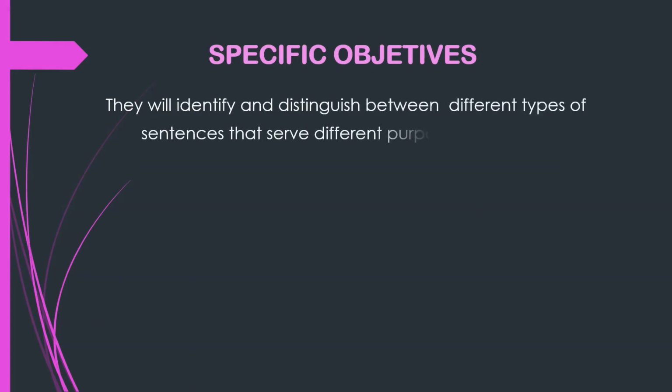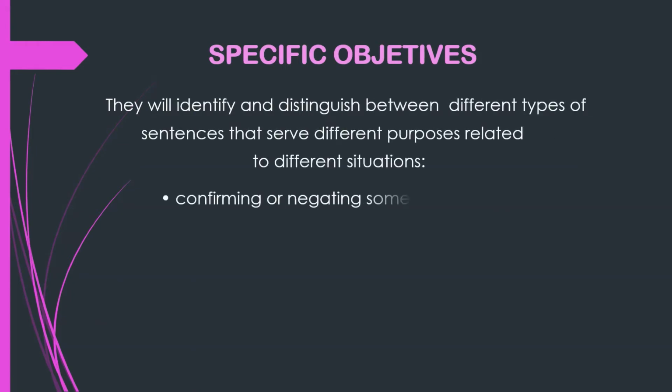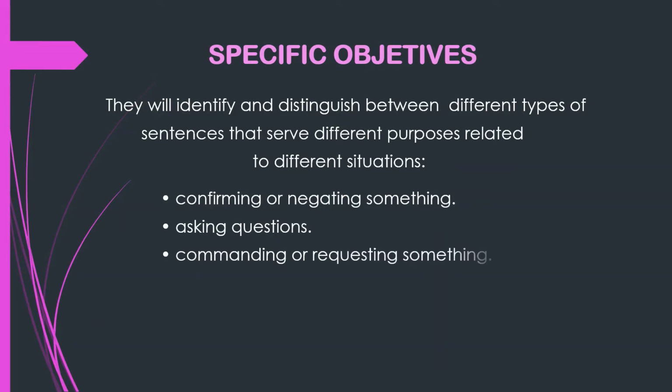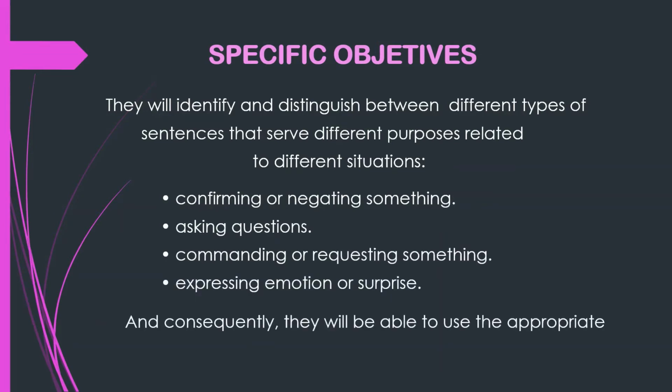We will identify and distinguish between different types of sentences that serve different purposes related to different situations, such as confirming or negating something, asking questions, commanding or requesting something, expressing emotion or surprise, and consequently, we will be able to use the appropriate word order to form each type of sentence.